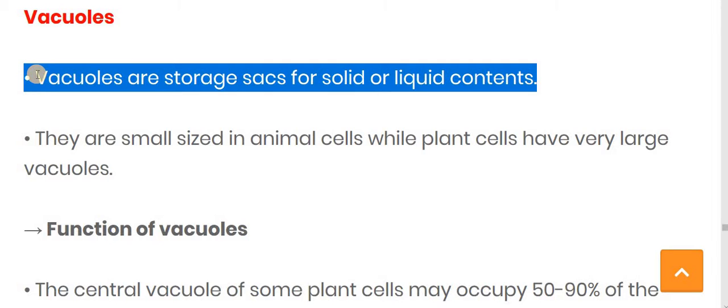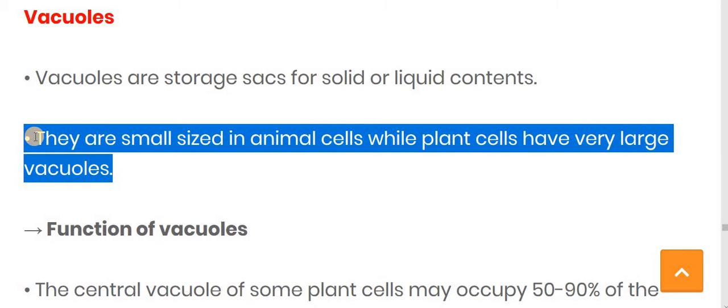Now let's see another organelle, called the vacuoles. Vacuoles are storage sacs for solid or liquid content. It is a bag-like structure and its main function is storage, so it is also known as a storage sac. All the solid and liquid contents of the cell are stored in the vacuoles. That's why it is known as a storage sac.